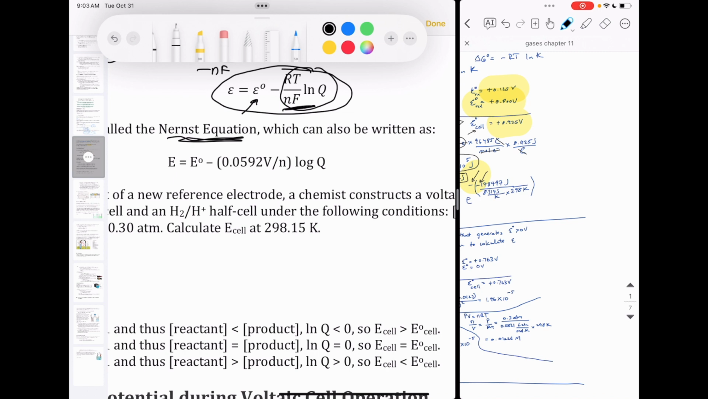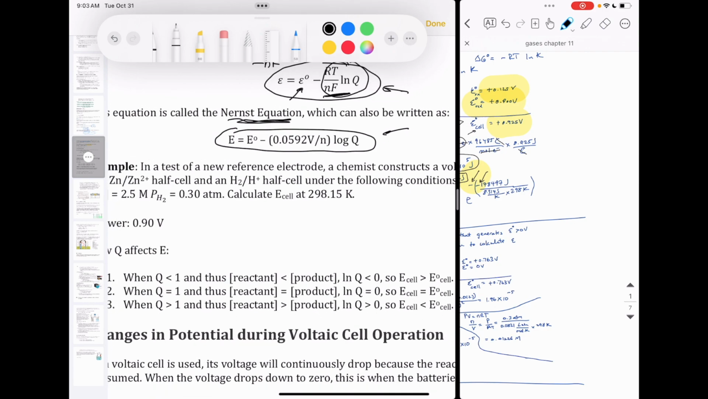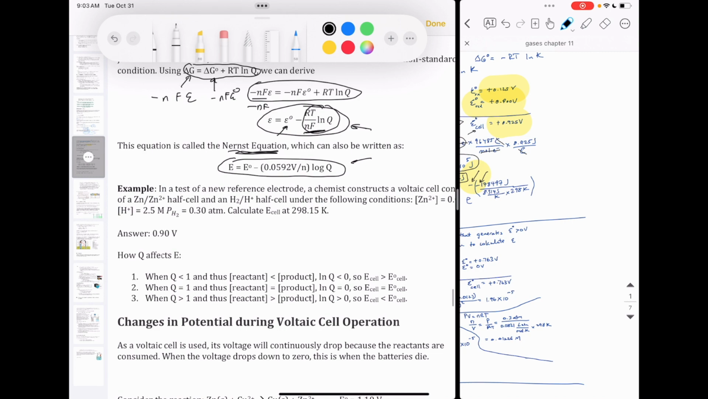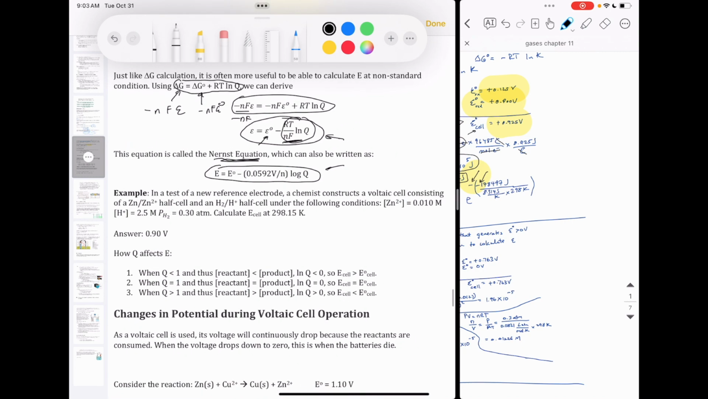Okay, the RT over NF ln again could be converted to a log base 10 as opposed to a log base e, and the Nernst equation could be rewritten to look like this. So E is equal to E naught minus 0.0592 volts over n, n being the number of moles of electrons, log of Q. Okay, so you can either use the top equation or the bottom equation, whichever one you find a little easier to apply.